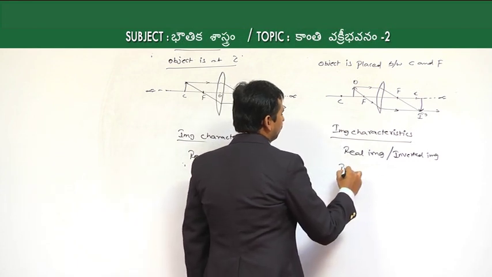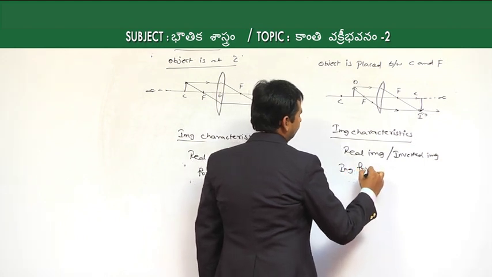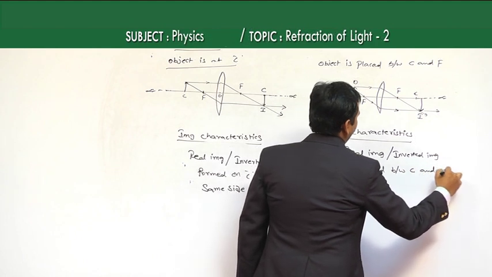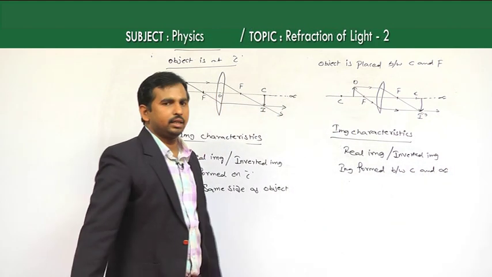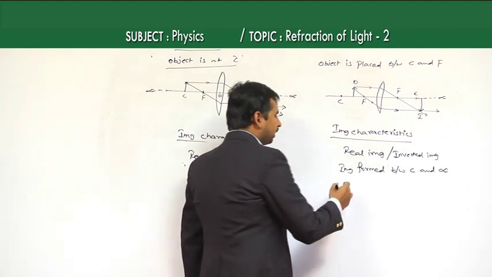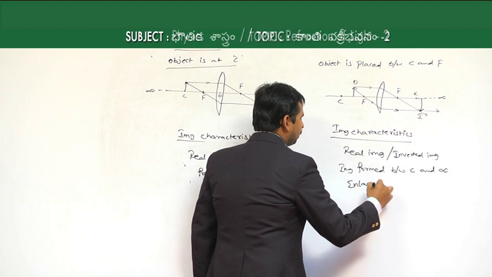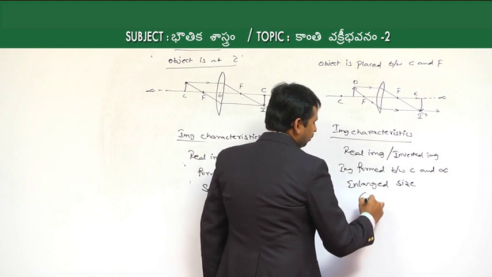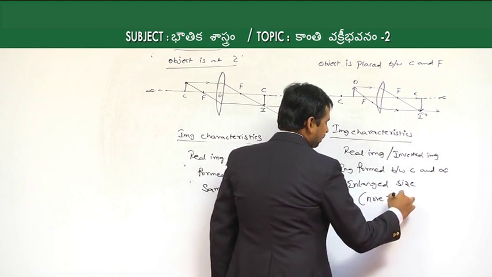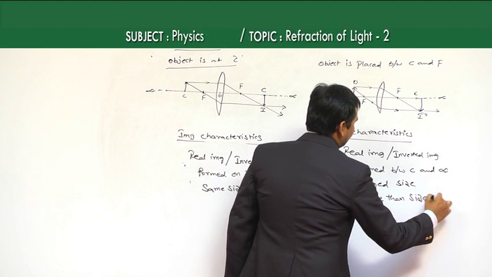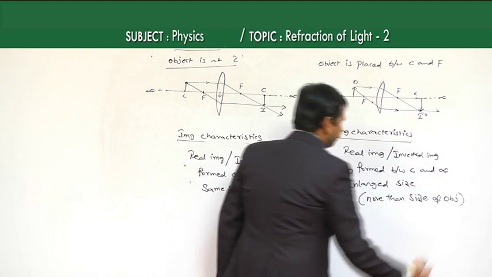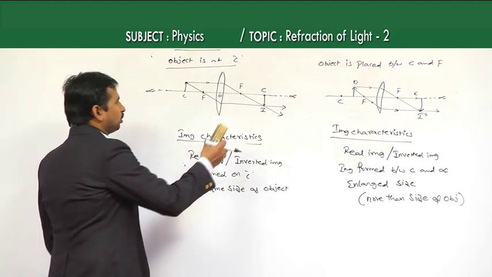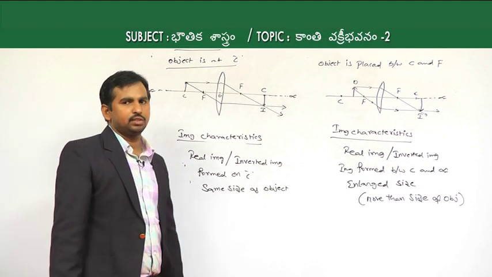So the image is formed between C and infinity. Okay. And the next one, if you see the size here, we are getting an enlarged size, which is more than the size of the object. Enlarged size means more than the size of the object. Okay. Now that is about the fourth case where the object is placed in between C and F.